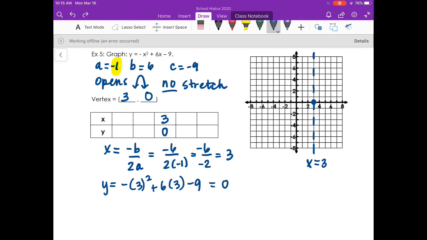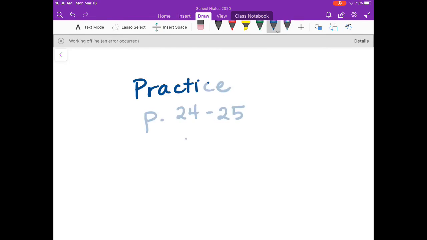Example 5 has a reflection, which means the graph opens down. This is because the value of a is negative. After we plot our vertex, we'll go to the right 1 and down 1, and then to the right 2 and down 4. Reflect these to the other side of the axis of symmetry to complete the graph. Now you should be ready to practice on page 24 and 25 of your packet.